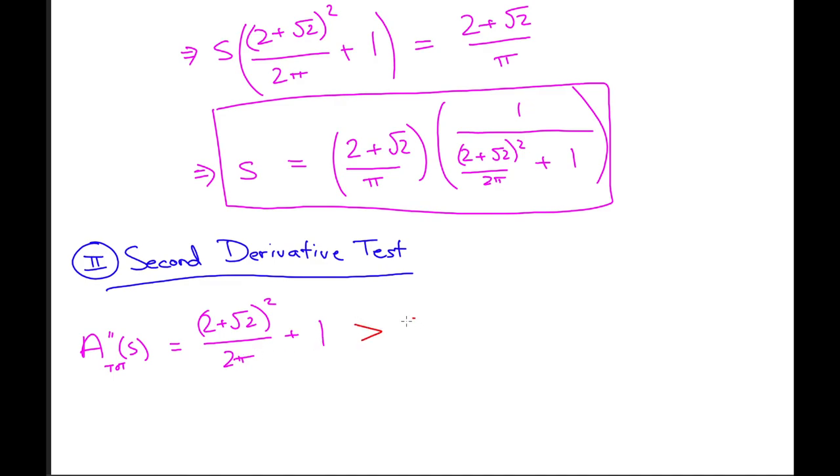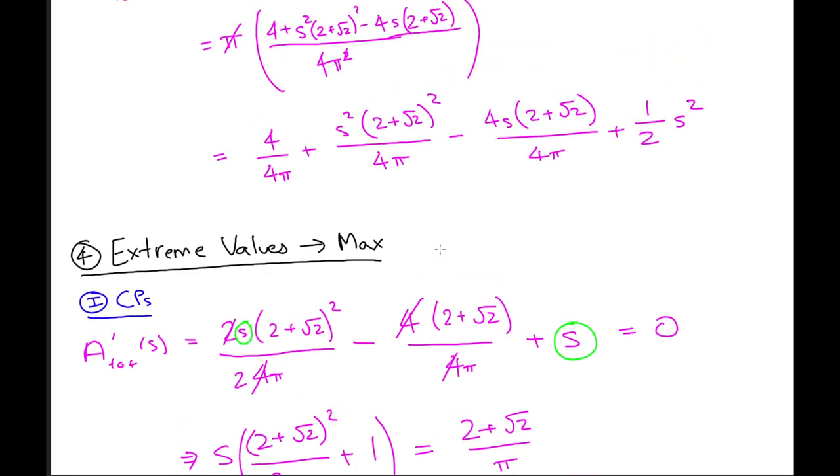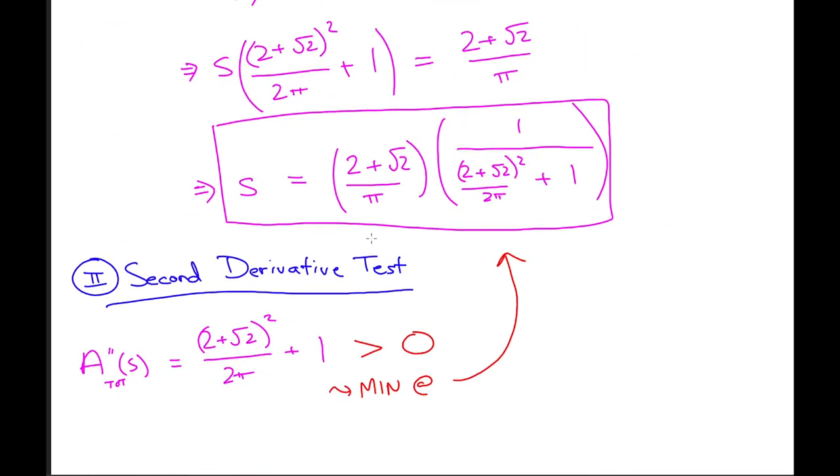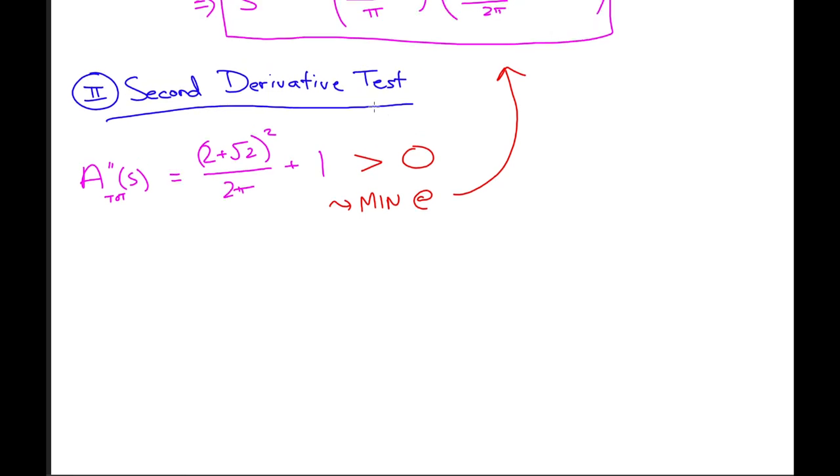I know that it's positive. So this tells me that I have a min at whatever that critical point is. Okay, that's a problem, isn't it? Because again, if you look back up here, we're looking for a max. That's what our goal says. We're looking for a max. So that's a problem, right? So this is a problem for us.